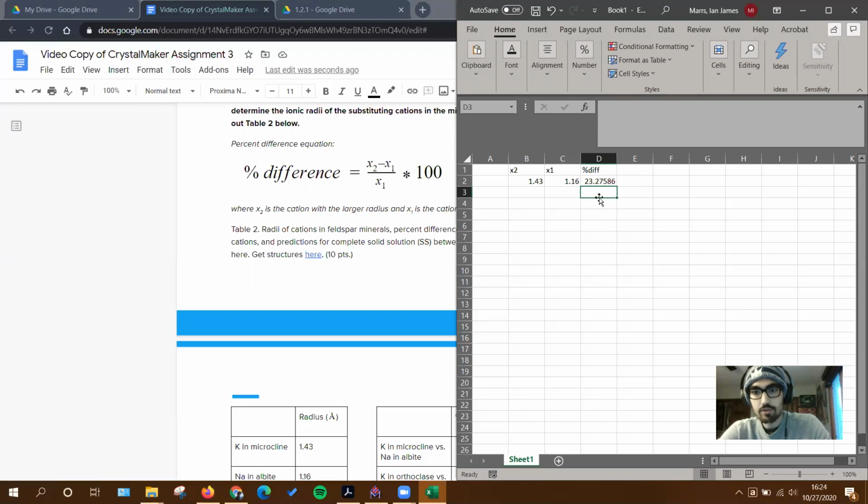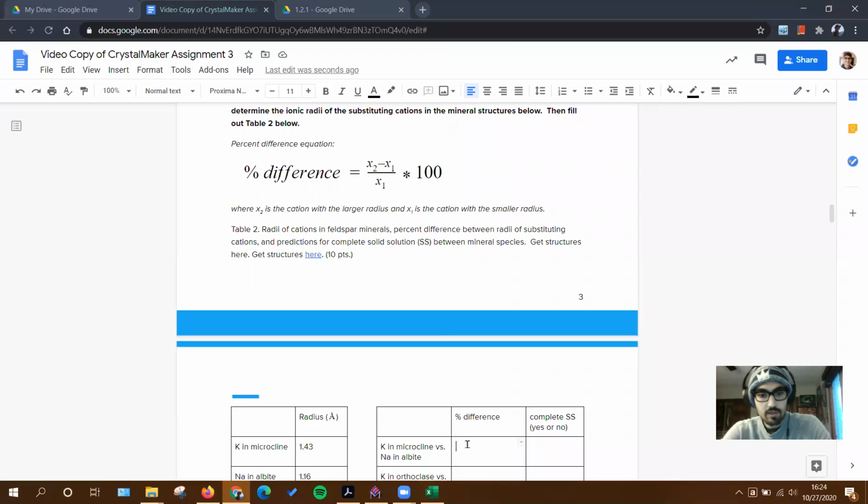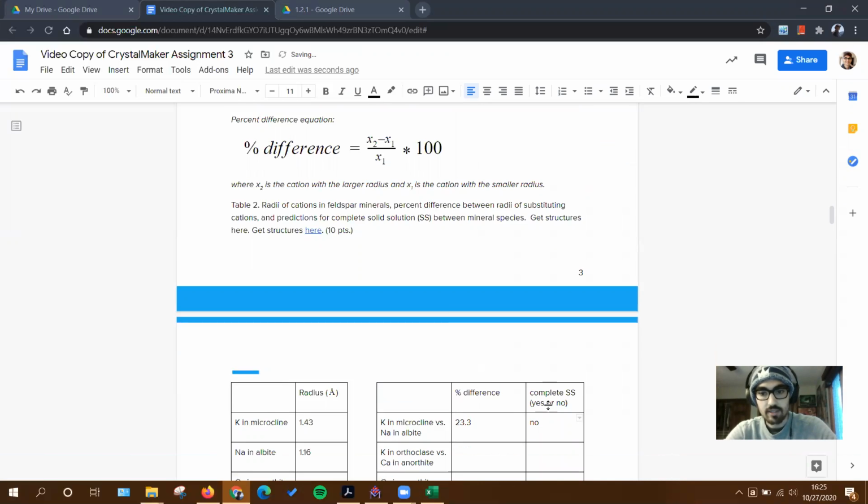It spits out 23.27%, so we're going to round up and say 23.3%. So the percent difference is 23.3. I have to ask myself, is 23 less than 15? It isn't. So according to our math, these two are not going to be in solid solution with each other.